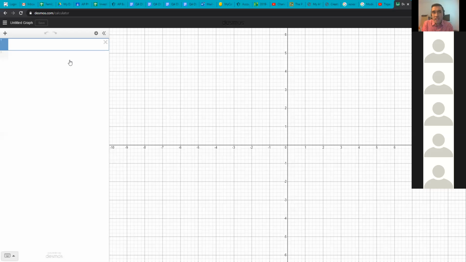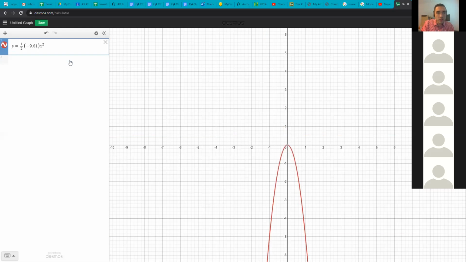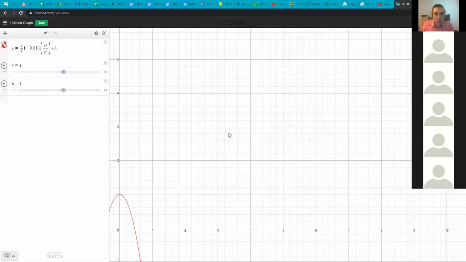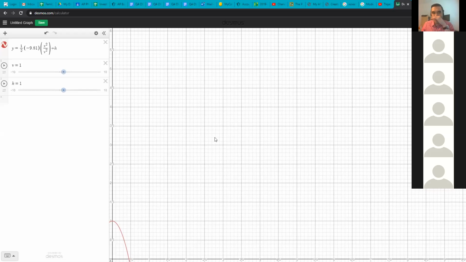What this is saying is that y is going to be equal to 1/2 times gravity, which is negative 9.81, times x squared divided by, I need parentheses, v squared, plus h. I'm going to add a slider for v and a slider for h. And so keep in mind that outside of this space, we're going to have non-real solutions. So to make sure that it's all real, we're just going to stay in quadrant 1, right?